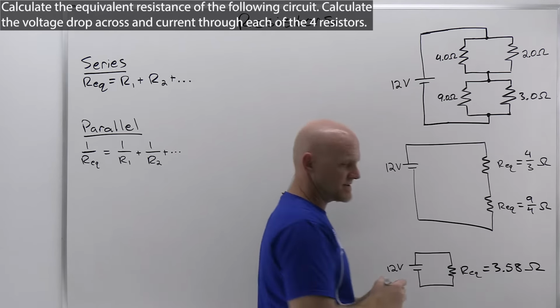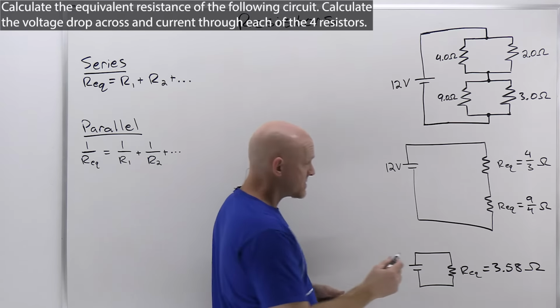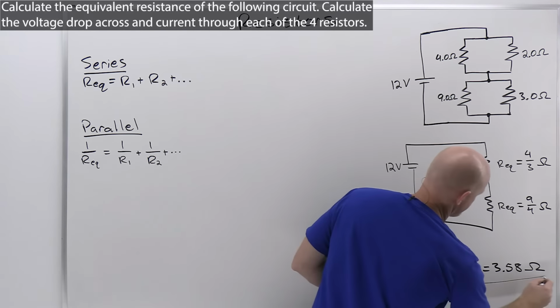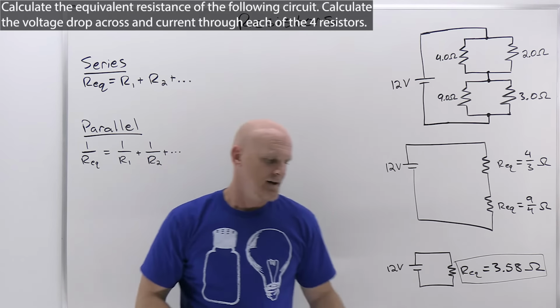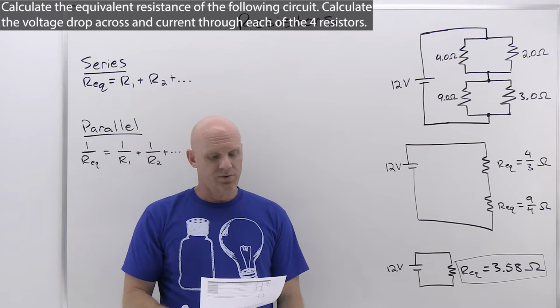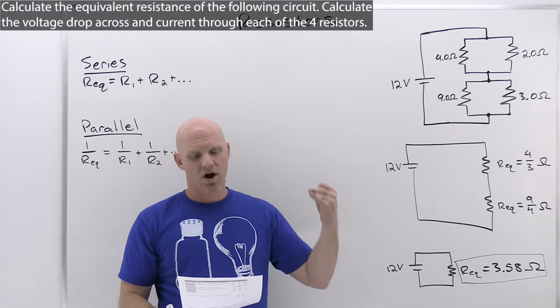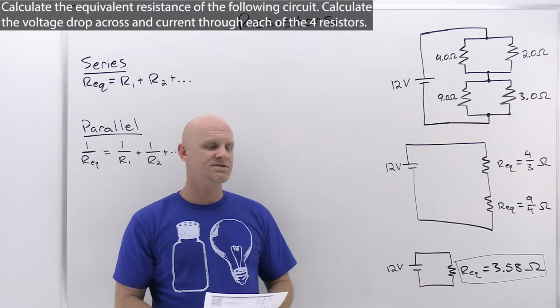as our equivalent resistance. Okay, so first question answered. What's the equivalent resistance of the circuit? It is 3.58 ohms. And now the question is: calculate the equivalent resistance, and then calculate the voltage drop and current through each of the 4 resistors.